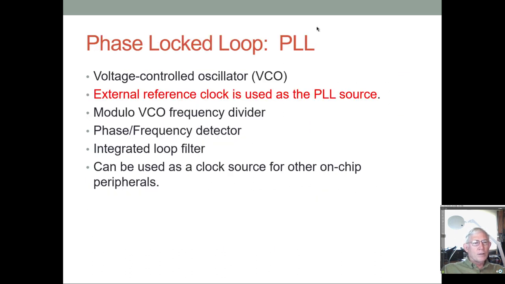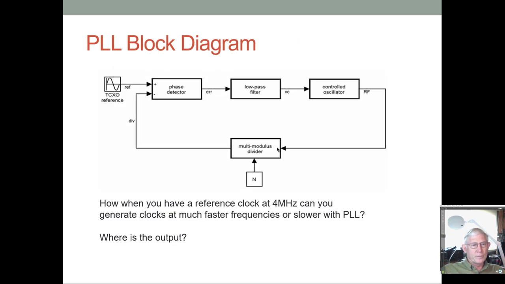Okay, so the phase lock loop is a voltage-controlled oscillator, and the external reference clock is used as its source, and then there's this modulo voltage-controlled oscillator frequency divider. So you basically then divide this, and then there's a frequency detector, and then there's this loop filter, so that basically you can divide the clock or you can multiply the clock, and so you can make it faster or slower, which is kind of cool. And because it's phase locked, those divisions and multiplications work out so that they stay synced very accurately.